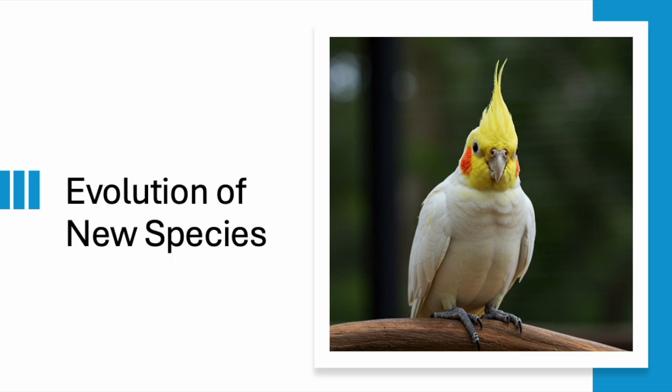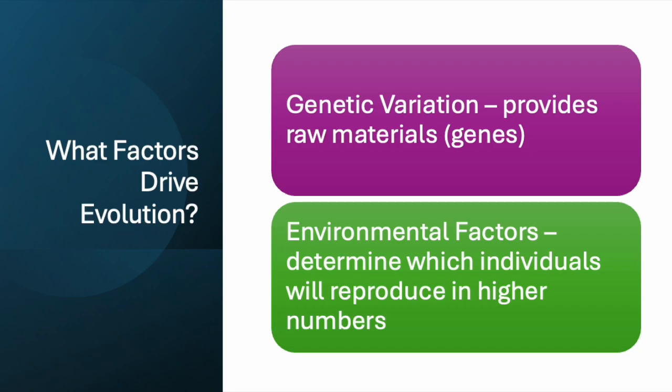So genetic variation and environmental factors are two key factors that drive evolution. Genetic variation provides the raw material for evolution, while environmental factors determine which individuals are more likely to survive and reproduce. This process of natural selection can lead to the evolution of new species.